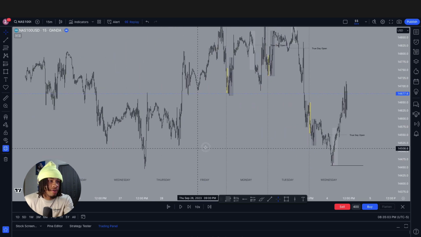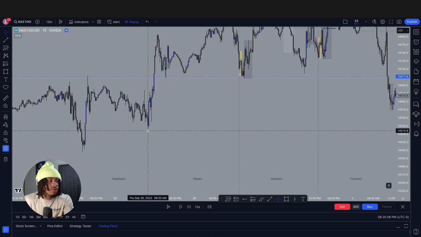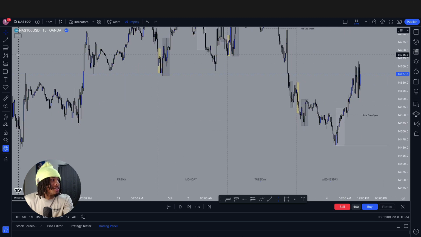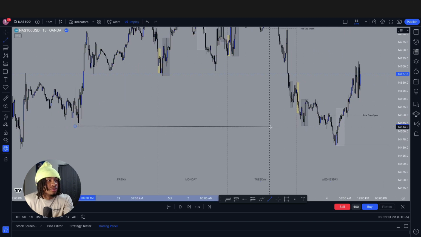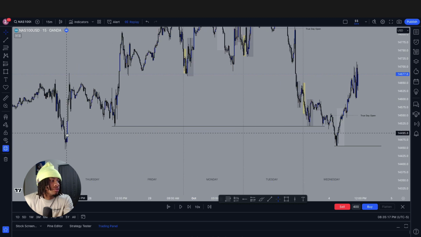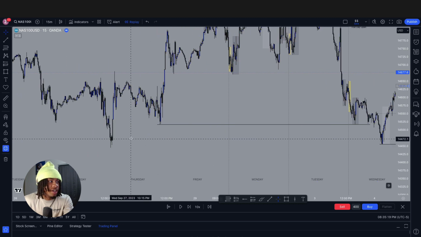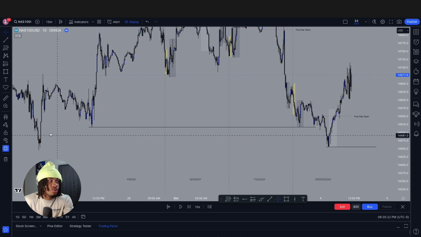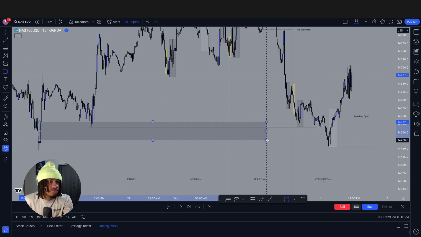Okay, so we're going to go right. This low right here that it took out was created during New York session. This inefficiency created here, which is a draw on liquidity as well, like I said, was created during New York PM session.